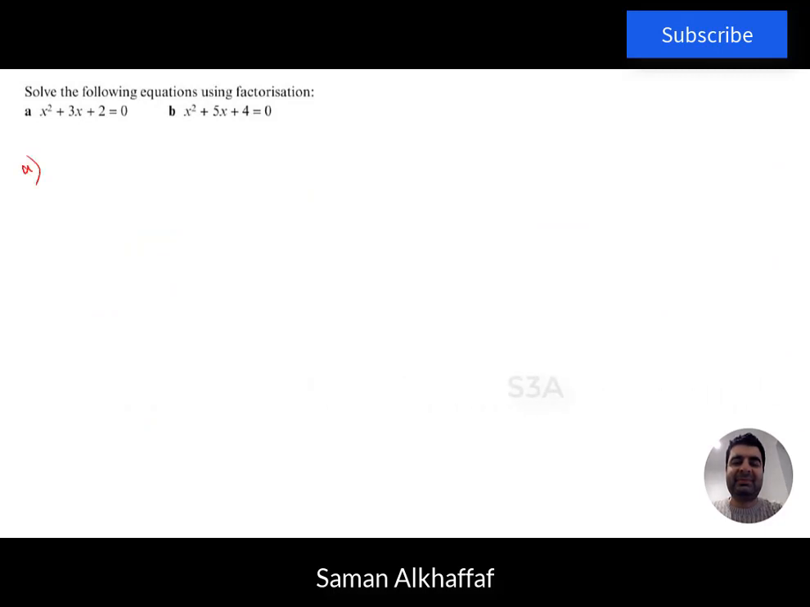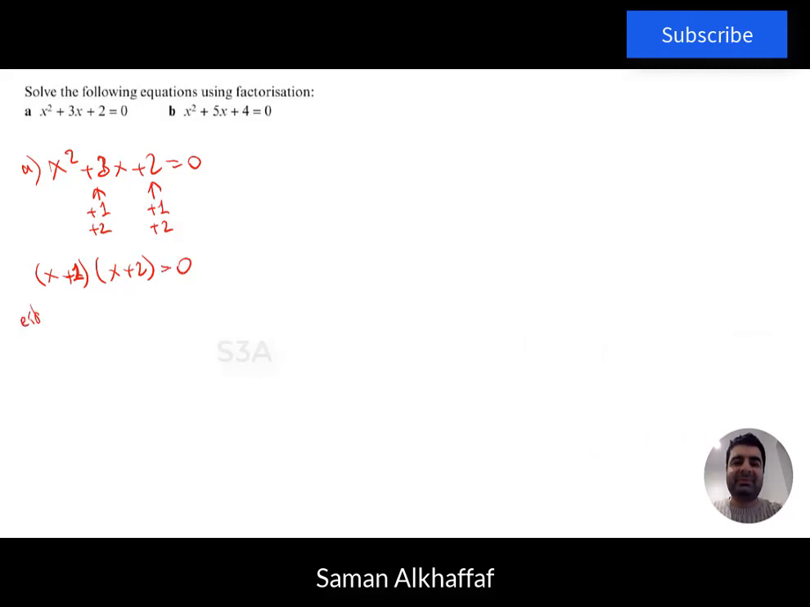In this example we need to solve the equations shown. First we'll start with x squared plus 3x plus 2 equal to 0. So first we find two values that can give us plus 3 and two values that can give us plus 2. These values are plus 1 and plus 2, where we add them or take them away, and the two values that multiplied by each other will give us plus 2 are again plus 1 and plus 2. So to complete the square, the first bracket would be x plus 1, and the second bracket would be x plus 2 equal 0.